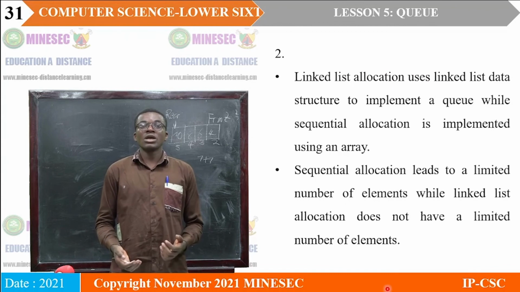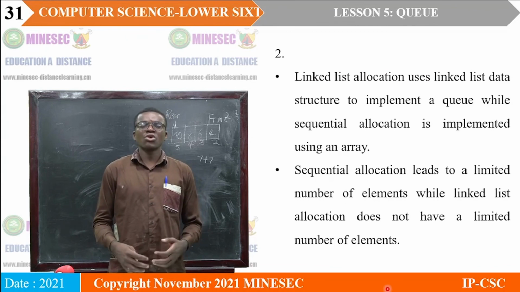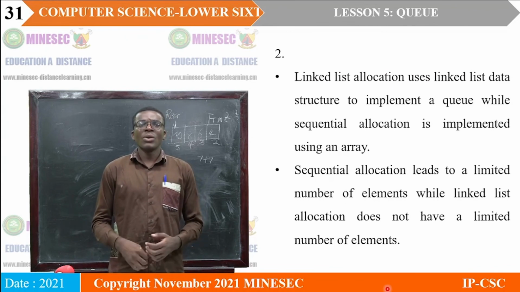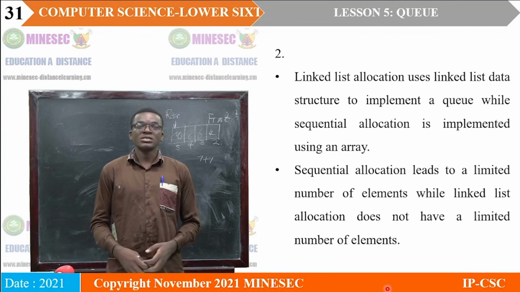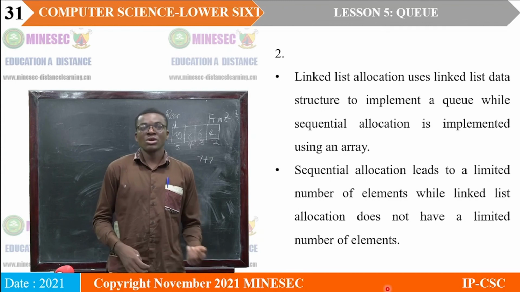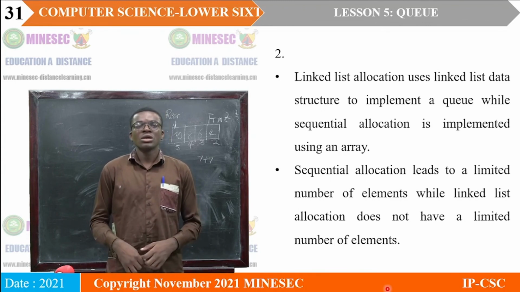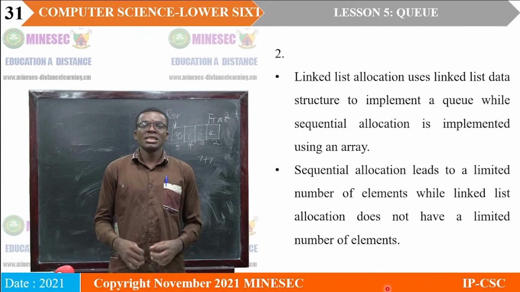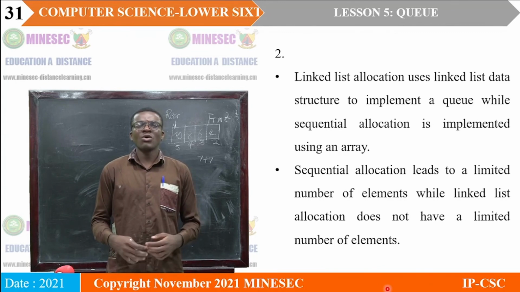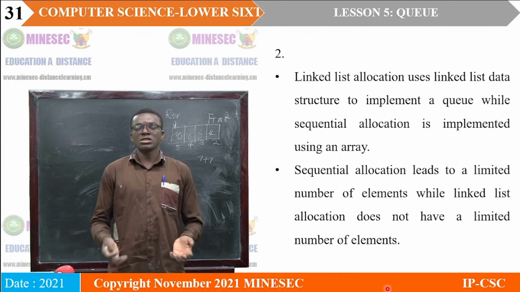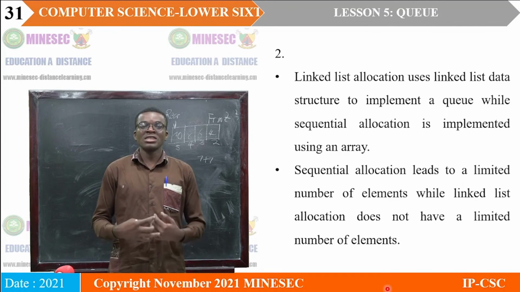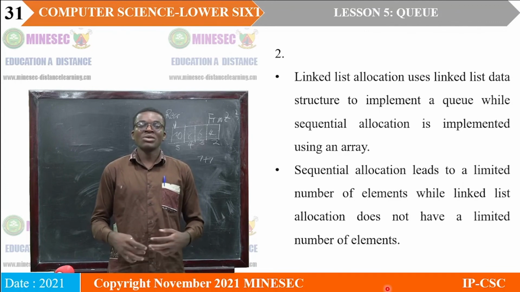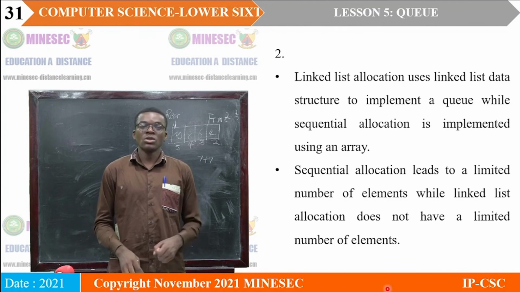Linked list allocation uses a linked list data structure to implement a queue, while sequential allocation implements the queue using arrays. So look at the difference between sequential allocation and linked list allocation. Sequential allocation leads to a limited number of elements. That is, the size is fixed, so it can contain a limited number of elements, while with linked list allocation, the size is not fixed, it is dynamic. The number of elements you can receive is not defined.